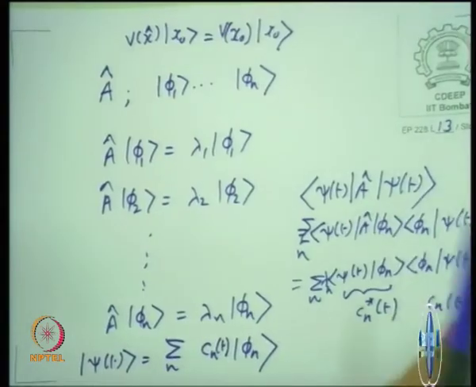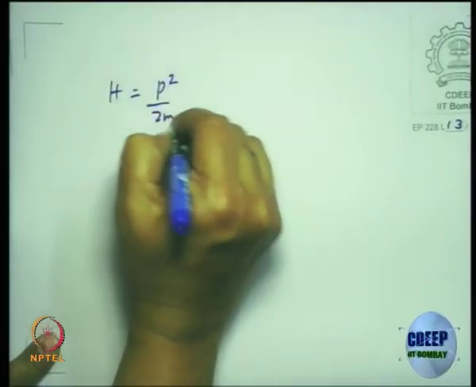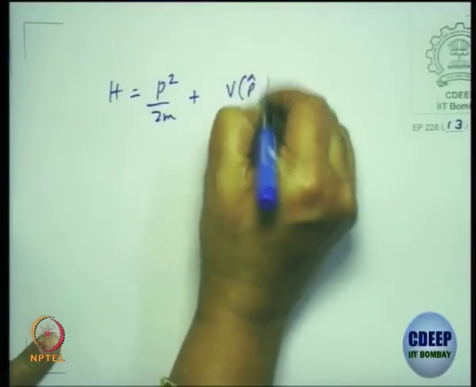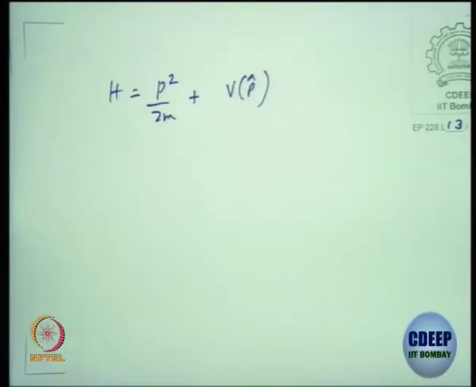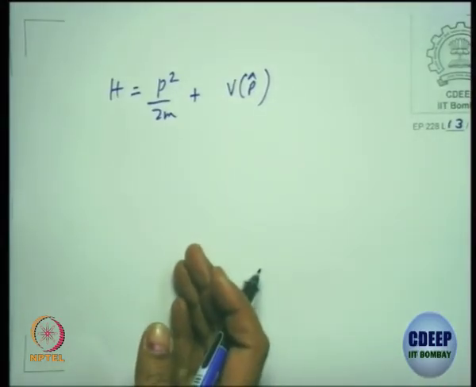Which basis depends on what computation you are going to do. Suppose I had a Hamiltonian where the potential energy was only dependent on momentum, then what will you do? Which basis is convenient to work? Momentum basis, right? Suppose I had a Hamiltonian which is p squared over 2m plus v of p, then you can work in the momentum basis.